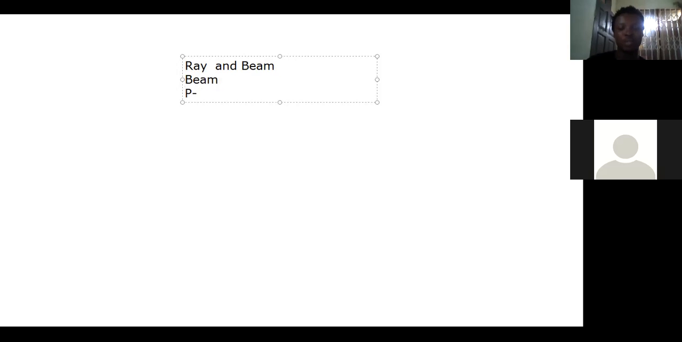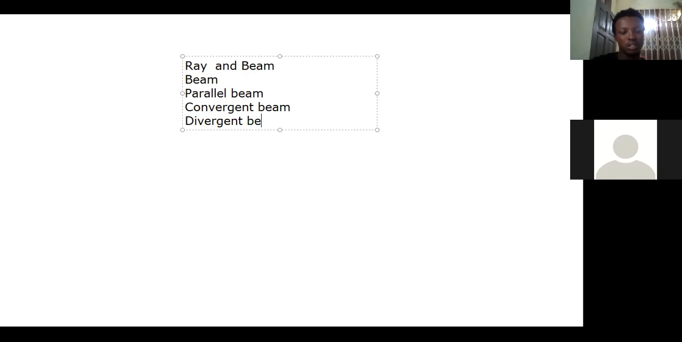We have the parallel beam, or in other words, parallel beam. All right. That's a convergent beam. That's a divergent beam.